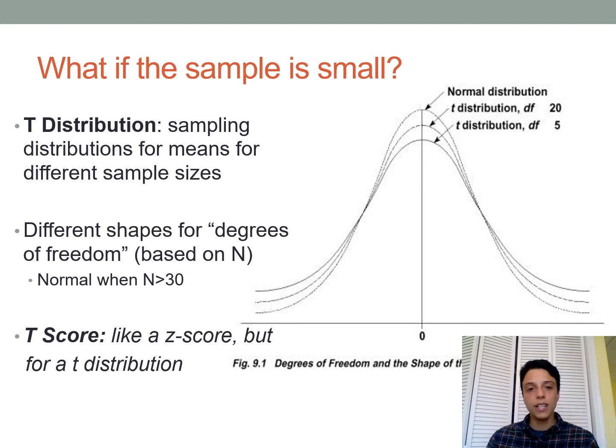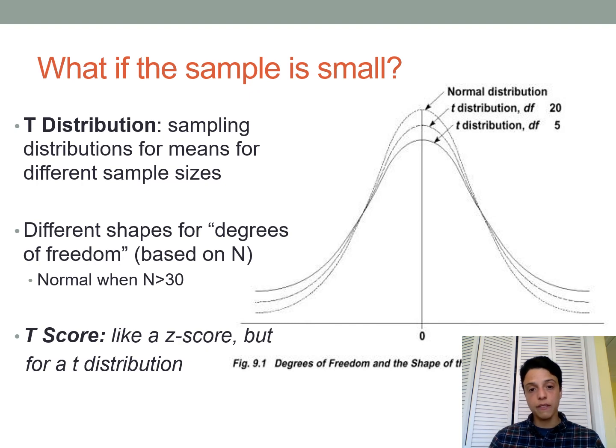So a t-score, like a z-score, is just a standardized score that tells you where a particular value falls on your standardized t-distribution. And t-distributions are generally used when you have an estimated standard error. So you're making a guess about what your sampling distribution looks like based on your sample standard deviation. And especially when you have small samples.